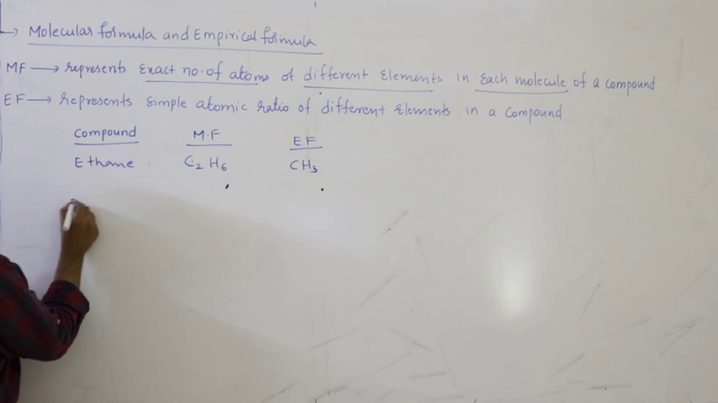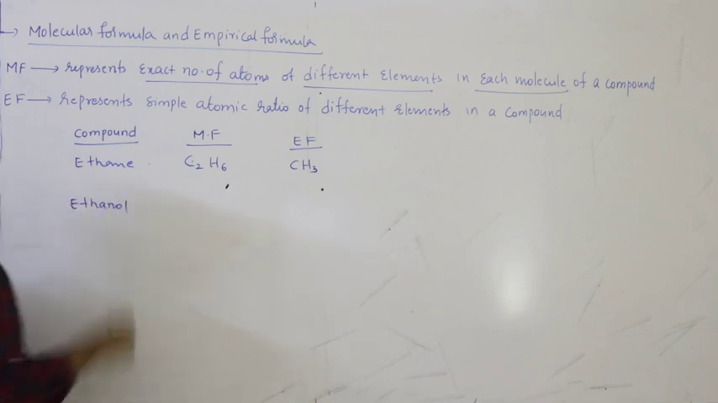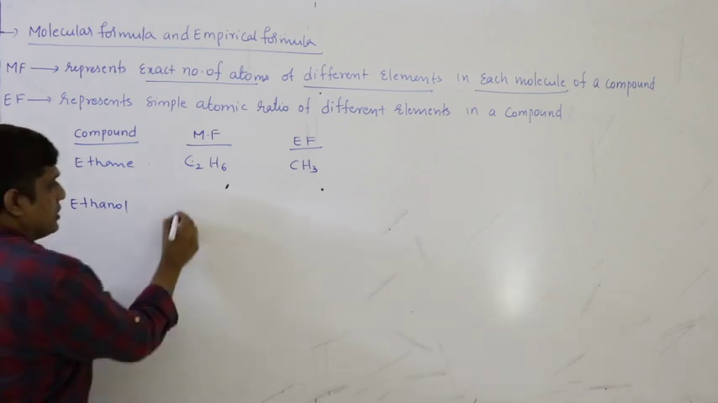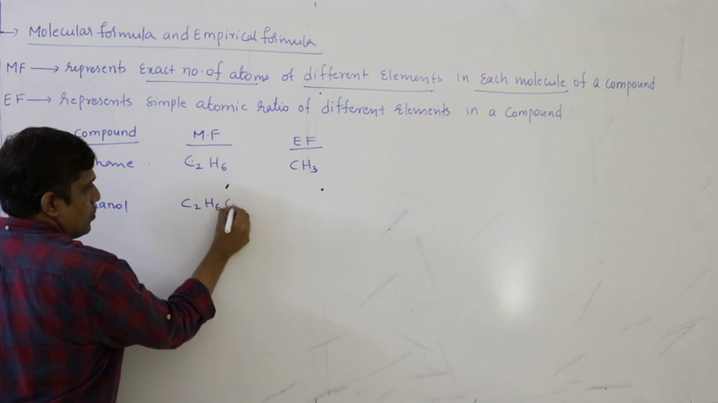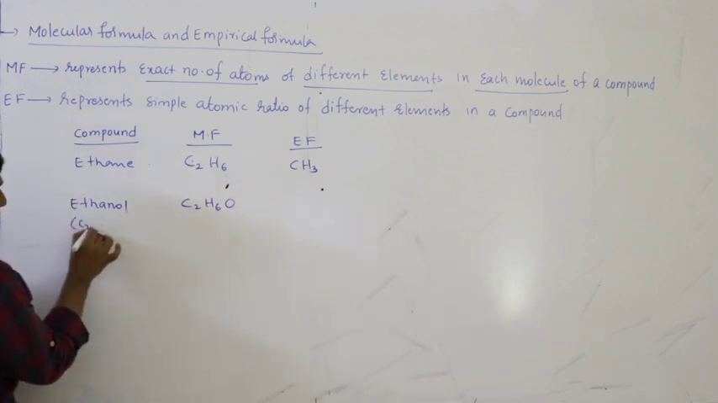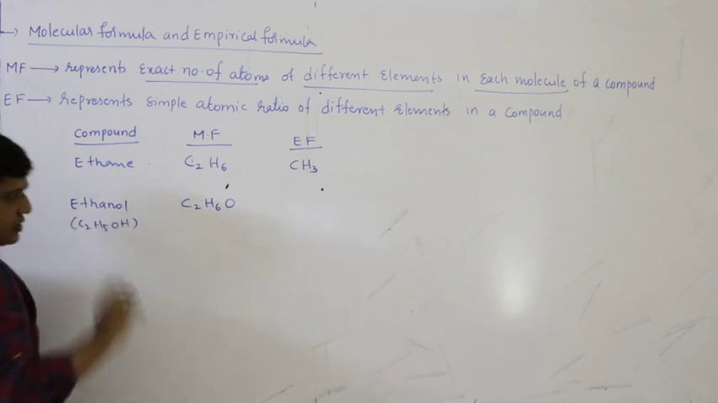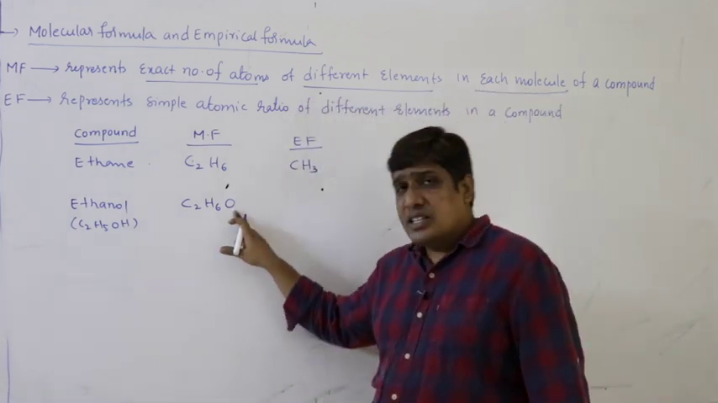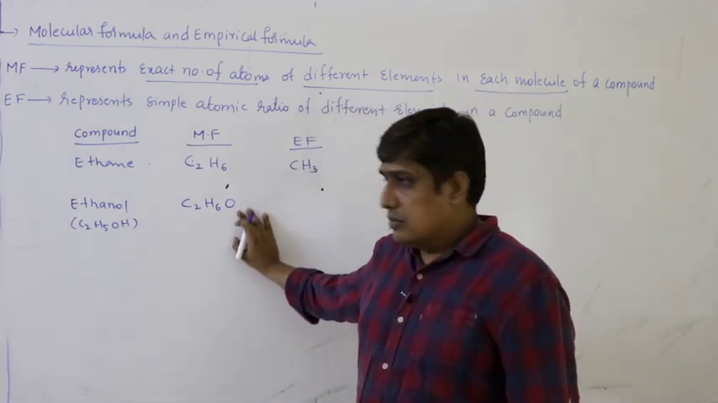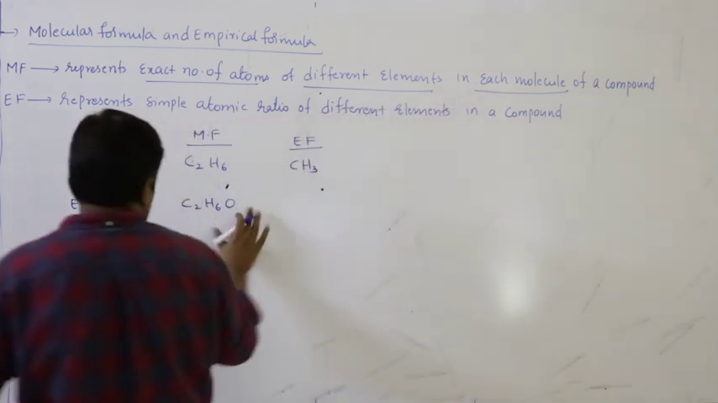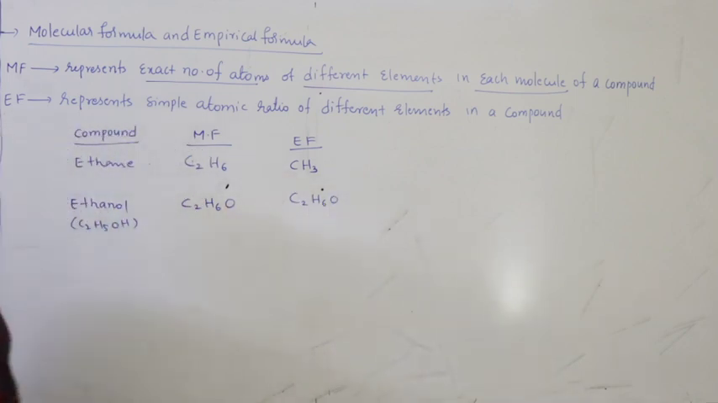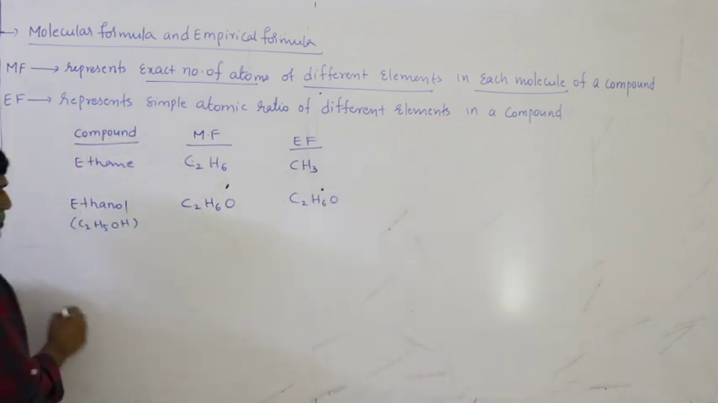Next, one more example, ethanol. Ethanol, C2H5OH, is nothing but C2H6O. So ethanol is nothing but ethyl alcohol, C2H5OH. 2 carbons, 5 plus 1, 6 hydrogens, 1 oxygen. So what is the atomic ratio? 2:6:1. I cannot simplify 1 further. Therefore, this itself becomes the empirical formula, C2H6O, because I cannot further take the simple atomic ratio.